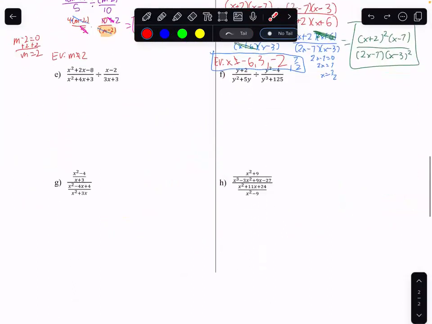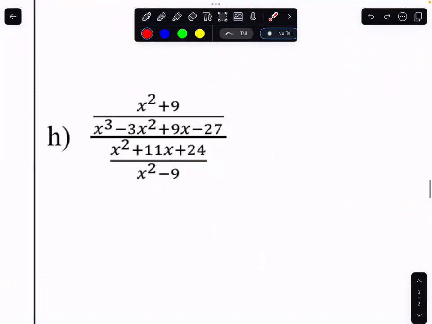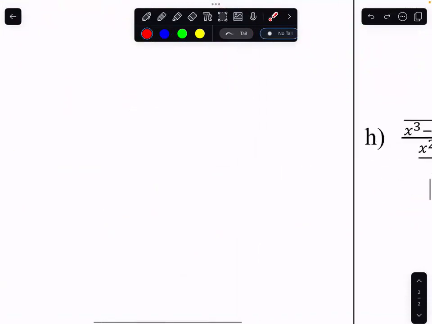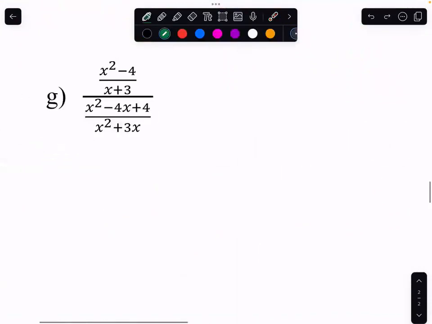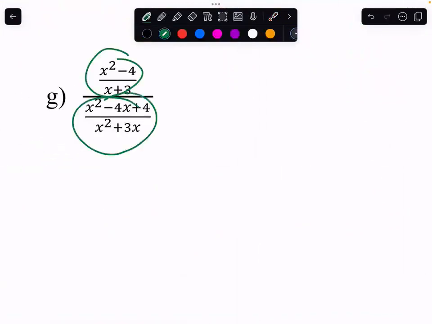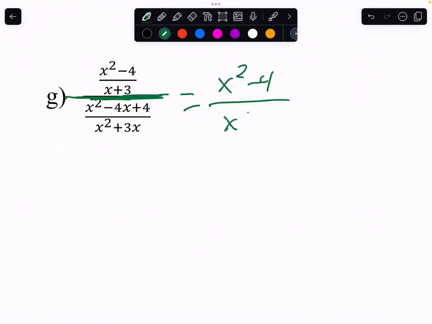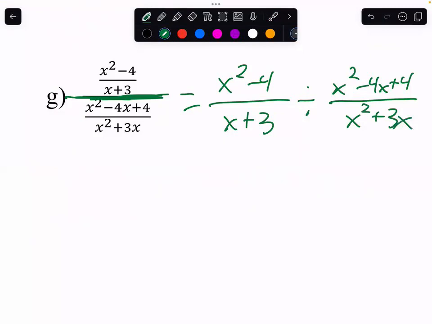One last quick thing. I'm not going to fully do this problem, or let's just do this one. When you've got this crazy looking fraction within a fraction, remember that fraction bar means divided by. So you could rewrite this as the top fraction divided by the bottom fraction. And then from there, it's just like the other problems.